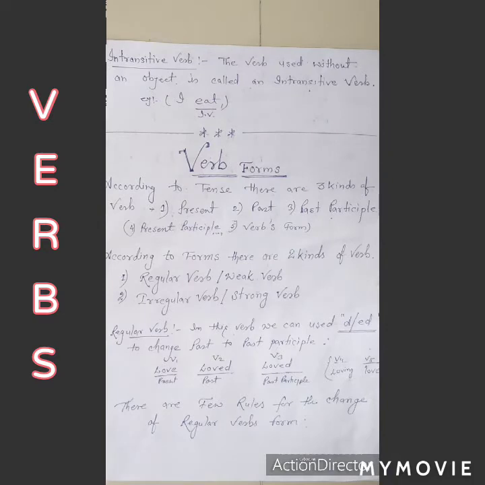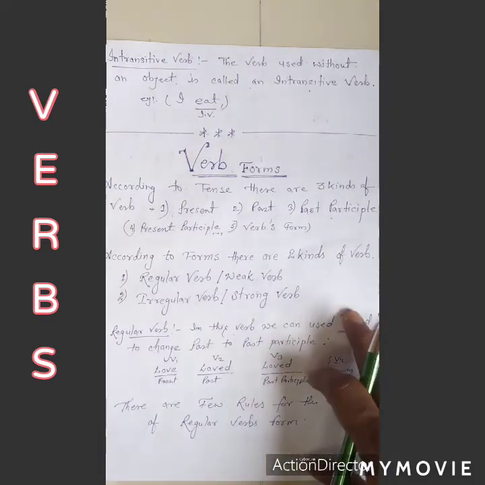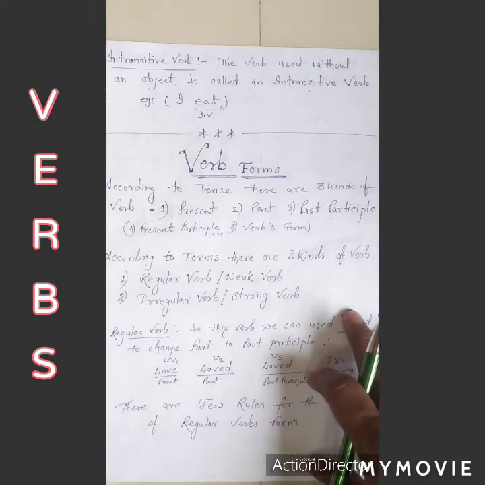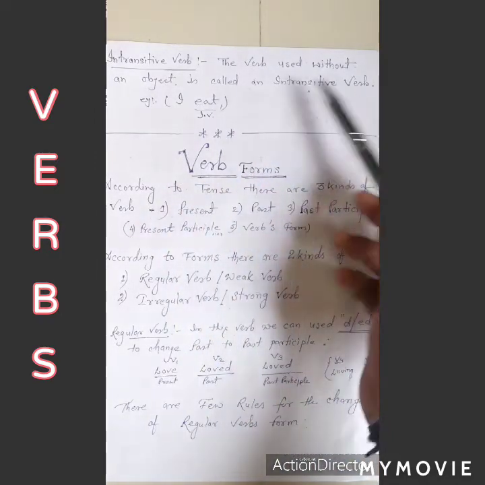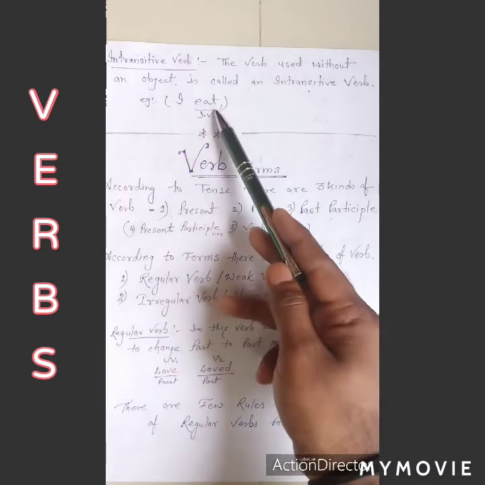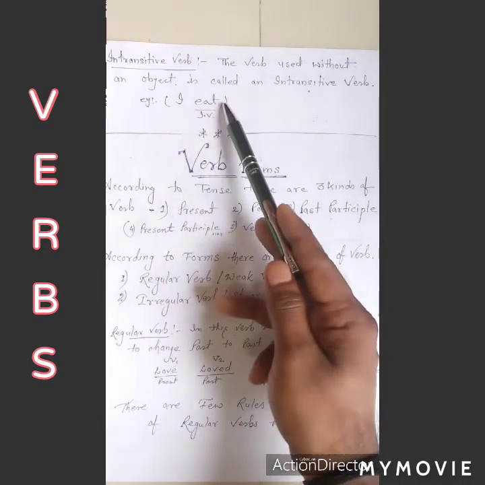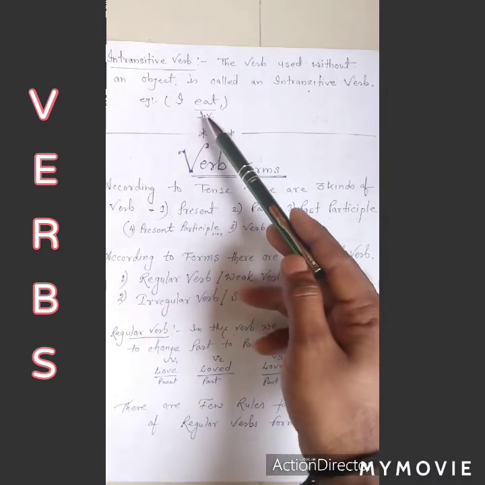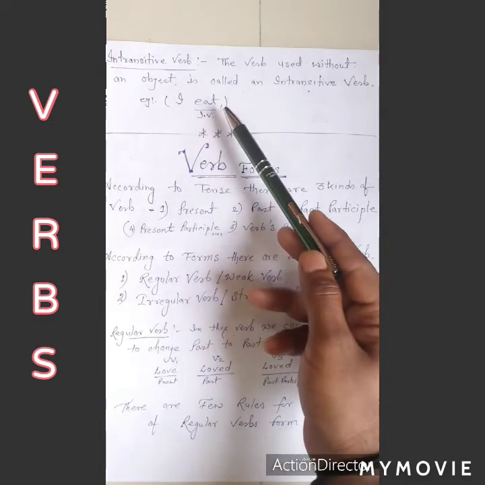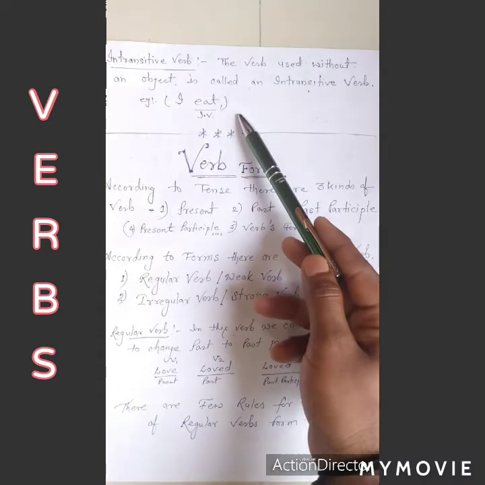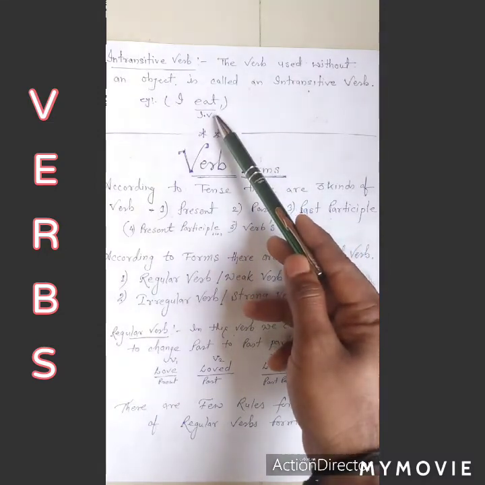Okay, now after the transitive verb, next is intransitive verb. The definition is: the verb used without an object is called the intransitive verb. For example, I ate. Okay, I ate. Here it is an intransitive verb. You know why it is an intransitive verb? Because there is no object, that's why this is called the intransitive verb.